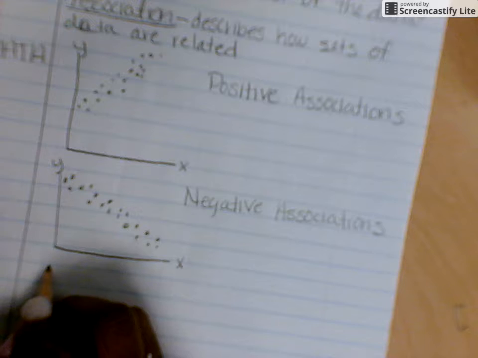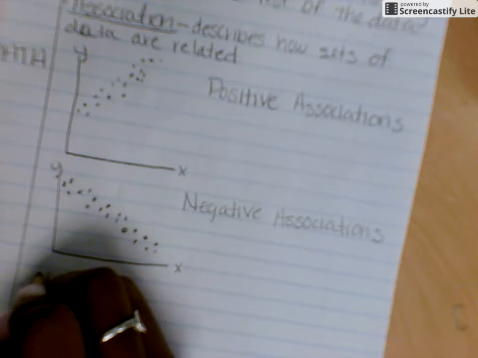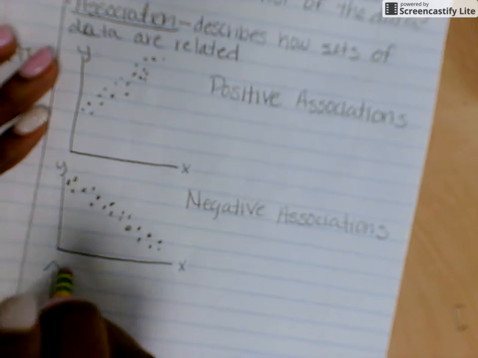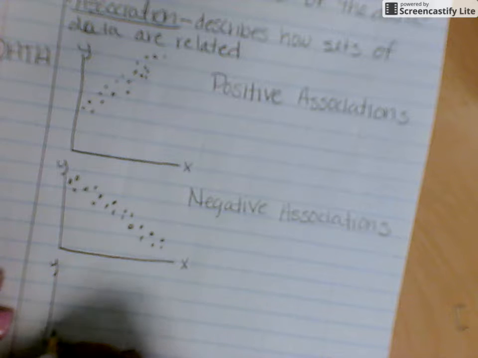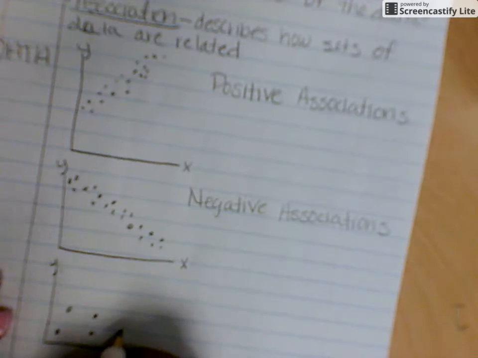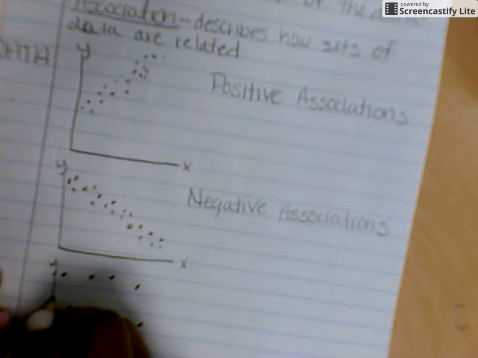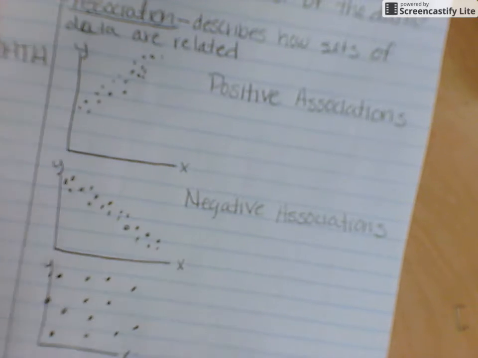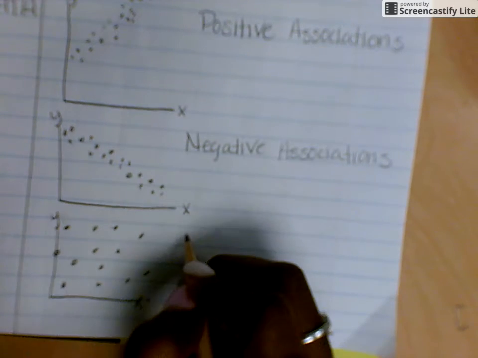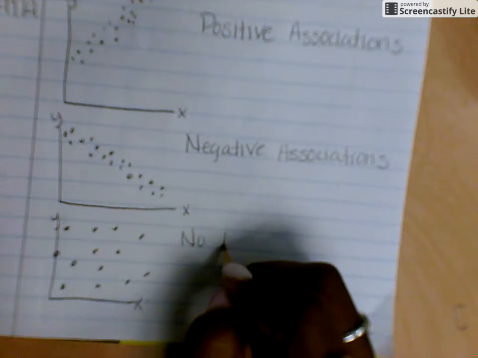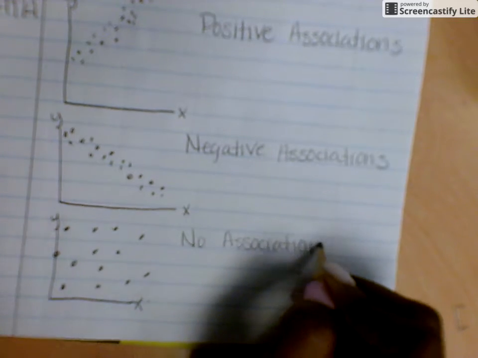And then you have situations like this. Oh, I don't want arrows on this. I need X and Y. Now, this right here has absolutely positively no association. This graph tells us nothing, okay?